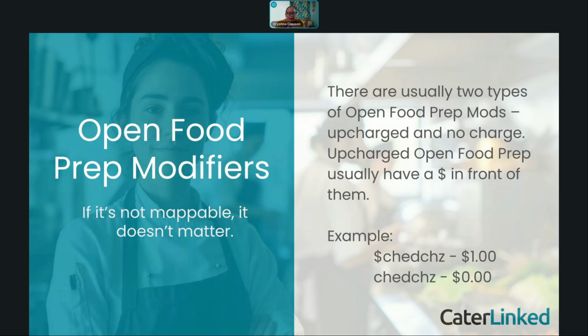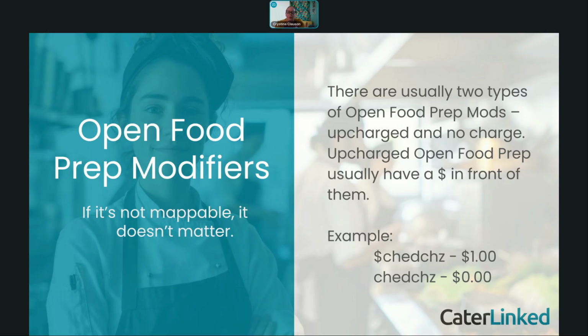So it's going to be like no ice, or add tomatoes, or no lettuce, or, like in this example, cheese. Part of your food prep that you should be careful of is some of it you can charge extra for and some of it you don't. And generally what I've seen across the board in point of sale is if there's an upcharge for an item in your open food prep, there's a dollar sign in front of it. If there's no charge associated with it, there's no dollar sign in front of it.